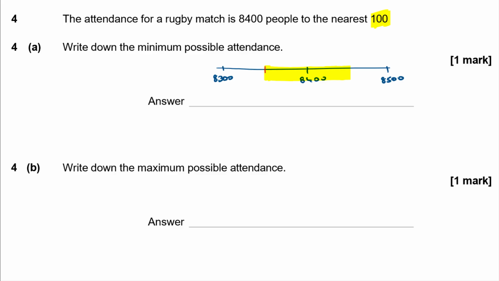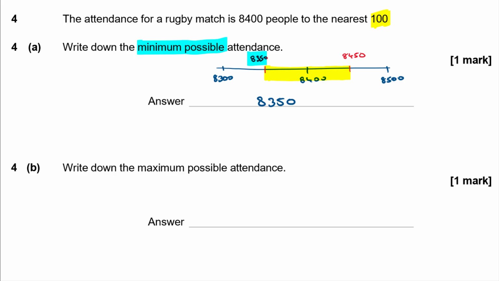Okay, so what are the limits? What is halfway between? So the lower limit is going to be 8,350 and the upper limit is 8,450. So what is the minimum possible value? The minimum possible attendance is going to be that one, isn't it? The lower bound. Okay, so it's going to be 8,350. And then part B says write down the maximum possible attendance.